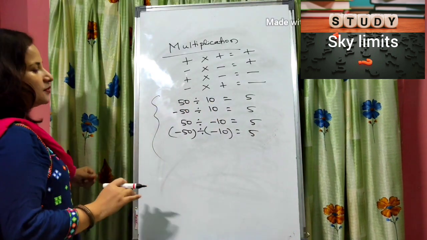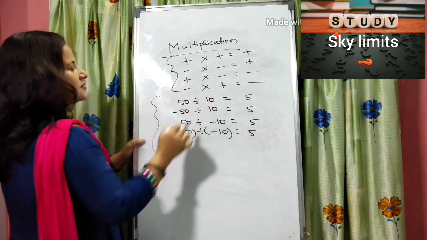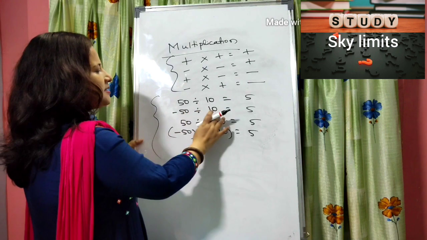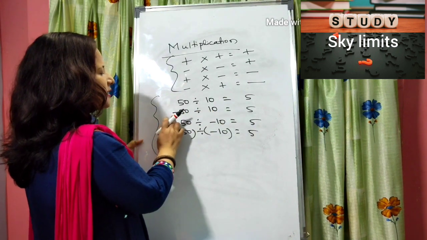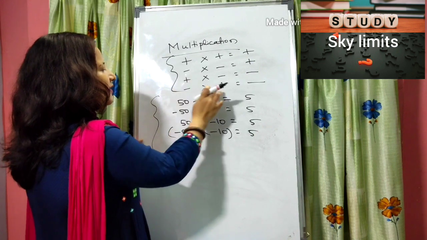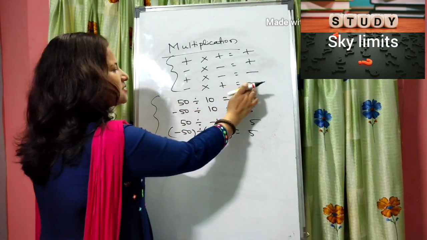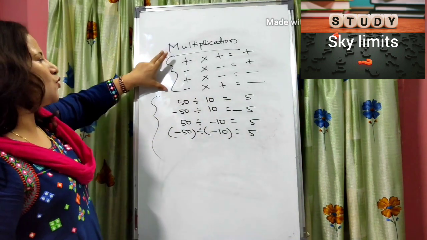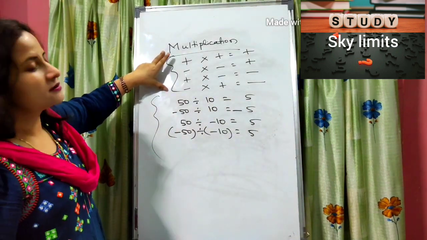Now let's come to the second one. It will also follow the sign rule. Just see how. 50 divided by 10 is 5. One is negative and the other one is positive. One is negative and the other one is positive means the answer will always be negative. So remember, this sign rule is very, very important. Clear?